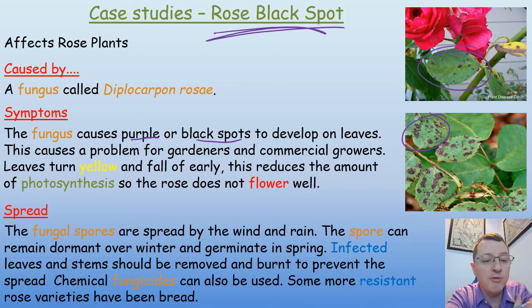So how is this fungus spread? Well, the fungal spores are spread by the wind and the rain, and the spore can remain dormant over winter and germinate in spring. So infected leaves and stems should be removed and burnt to prevent the spread of the fungus. Chemical fungicides can also be used, and some more resistant rose varieties are also being bred.